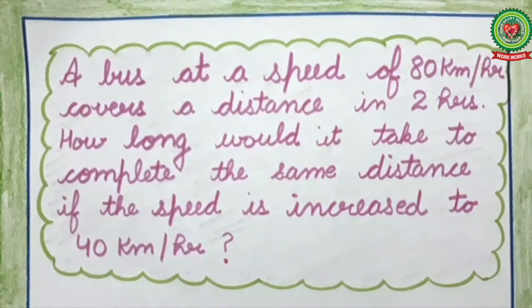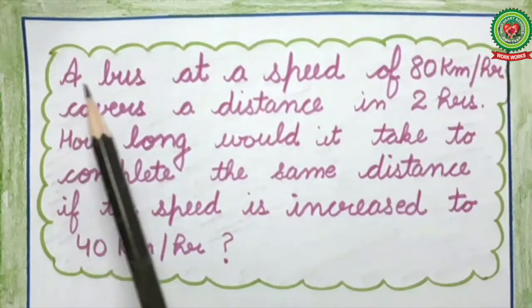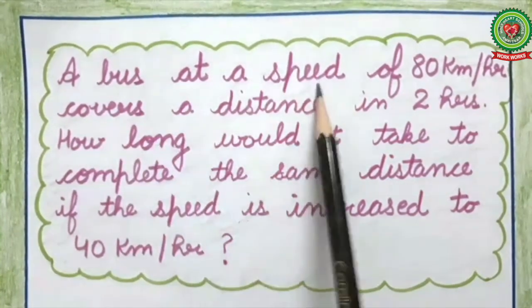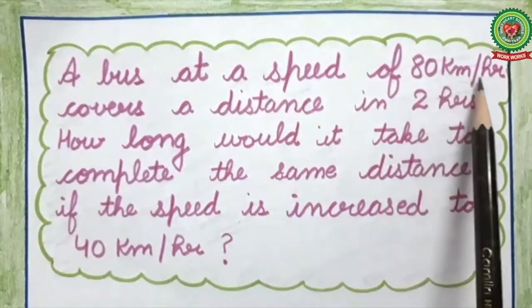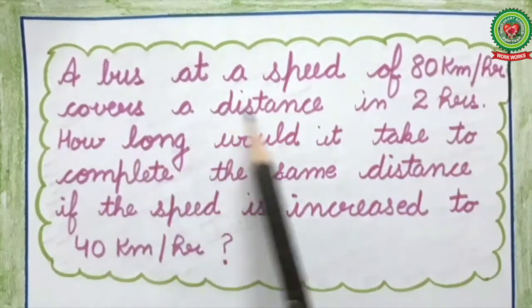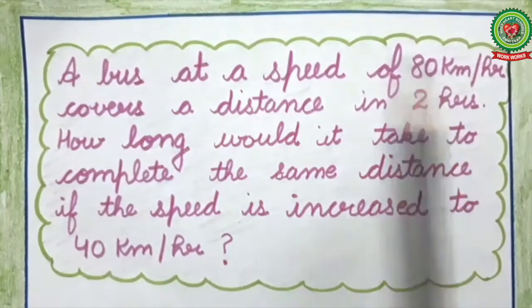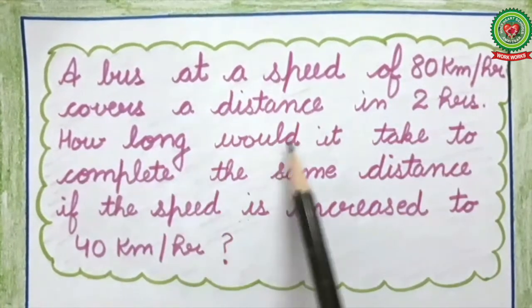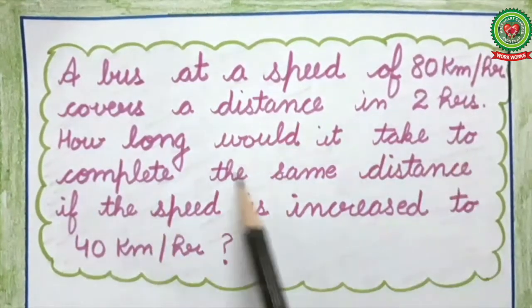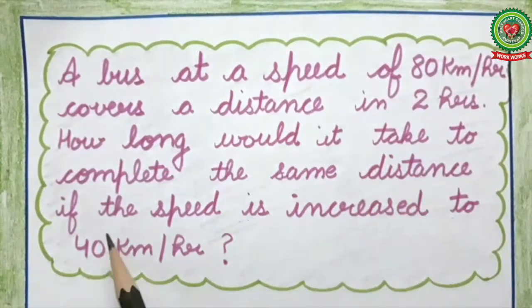Let's discuss one more example. Statement is, a bus at a speed of 80 km per hour covers a distance in 2 hours. How long would it take to complete the same distance if the speed is increased to 40 km per hour?